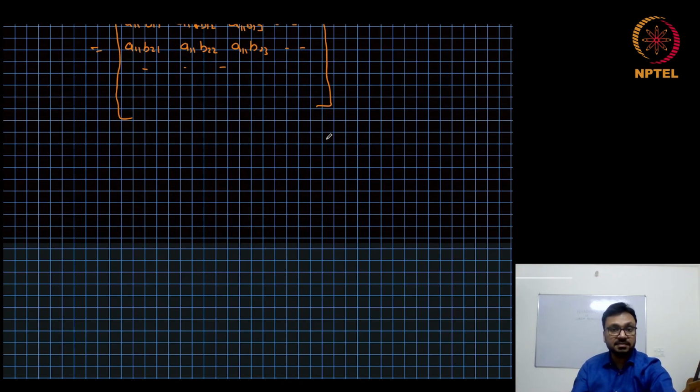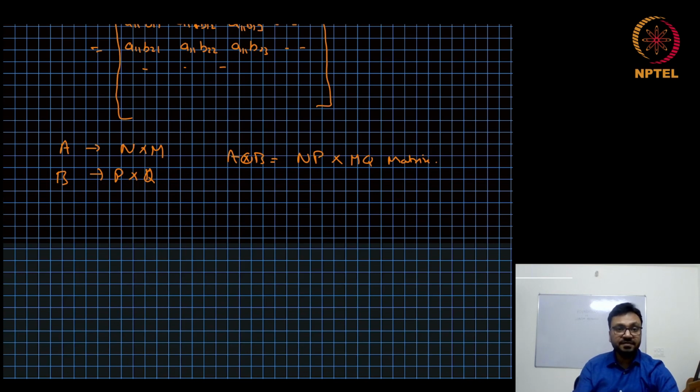the dimension of the matrix is defined like this. If A is an n by m matrix and B is a p by q matrix, then A tensor B will be an np by mq matrix. This is how the dimensions multiply.